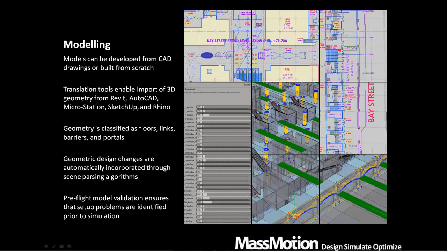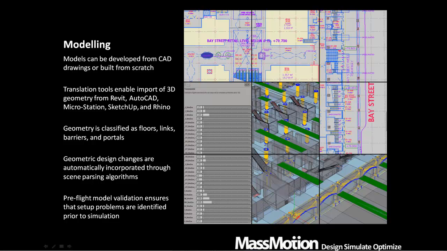You can create the models directly in MassMotion, but most people create the models externally in a CAD format. The most common ones I see are from Revit, Archicad, SketchUp. You can also use AutoCAD, MicroStation, Rhino. In fact, any CAD program which can export IFC, OBJ, FBX, and so on. There's quite a variety of different input options you can take.